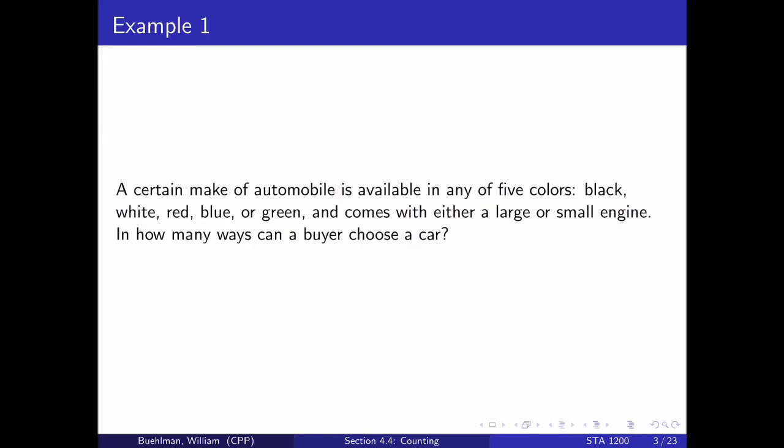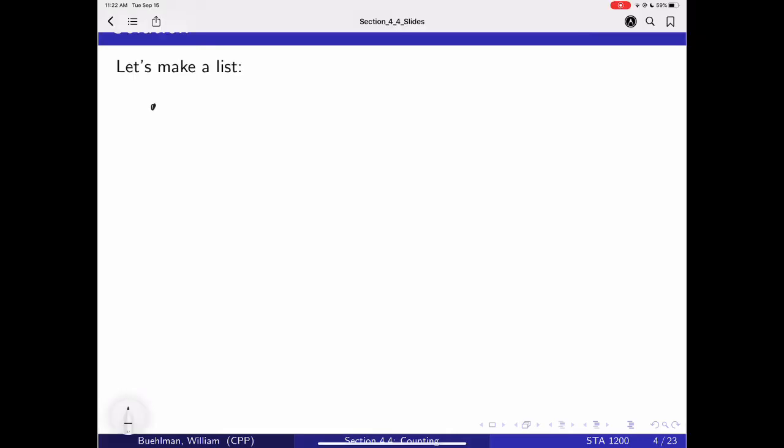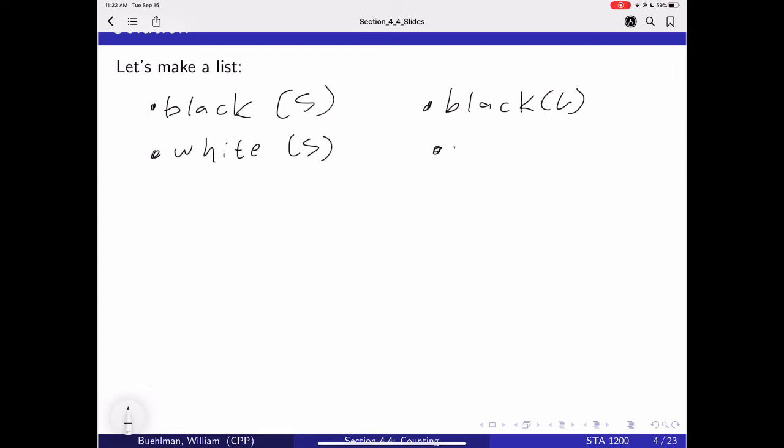Example 1. A certain make of automobile is available in any of 5 colors: black, white, red, blue, or green, and comes with either a large or small engine. How many ways can a buyer choose a car? Well, let's list them. I have a black car with a small engine, or a black car with a large engine. We could have a white car with a small engine, or a white car with a large engine. Same thing with red.